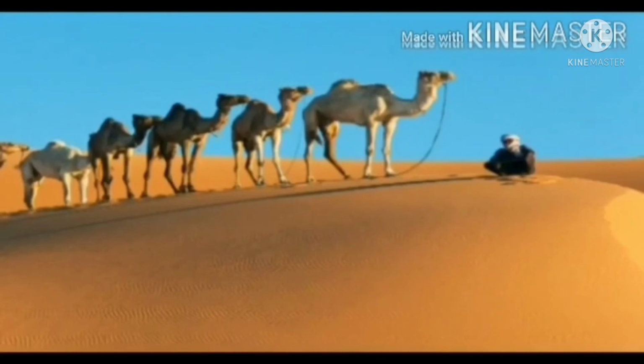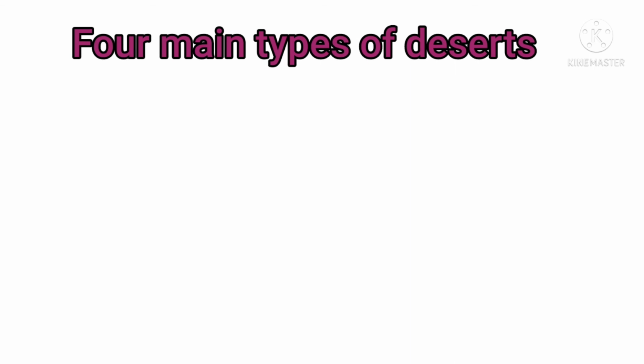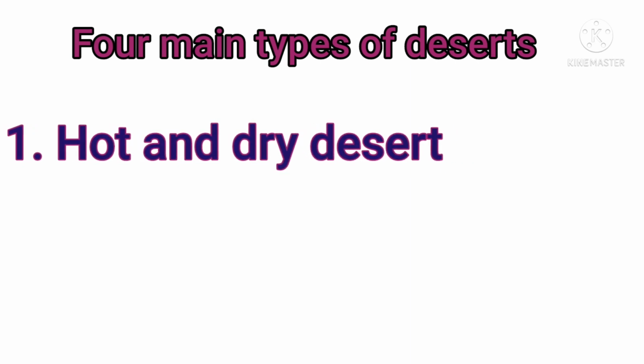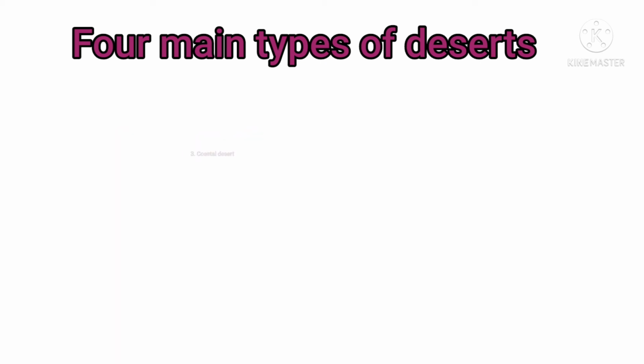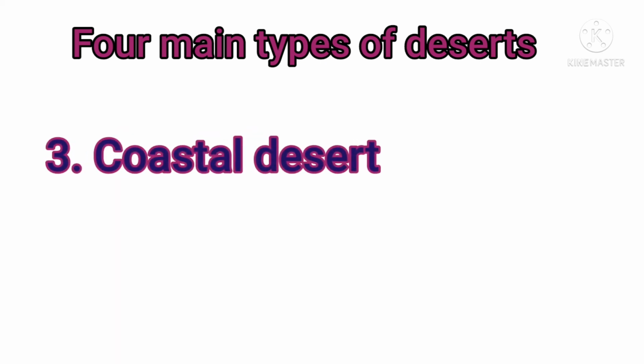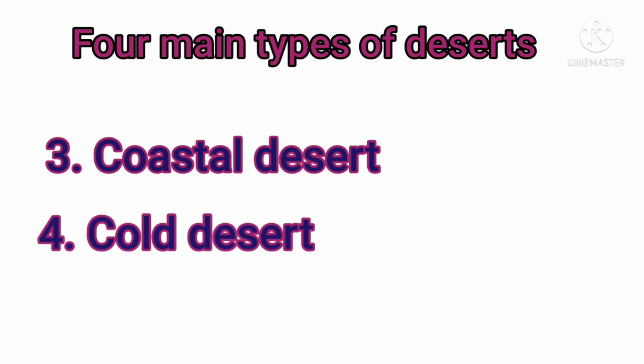Children, now let me tell you about the 4 main types of deserts in the world. They are hot and dry desert. Second one, semi-arid desert, meaning where there is very little rainfall. Third one, coastal desert. And the fourth one, cold desert.